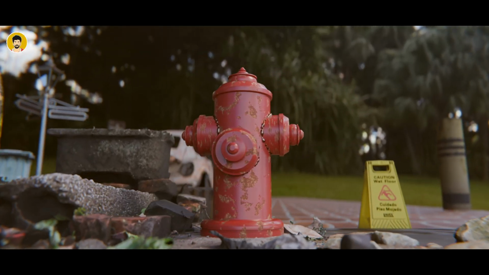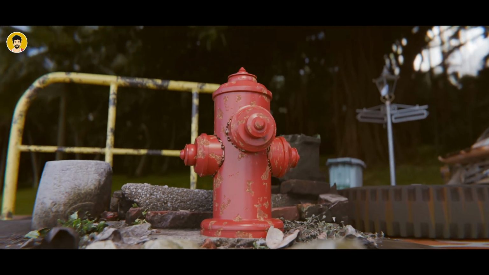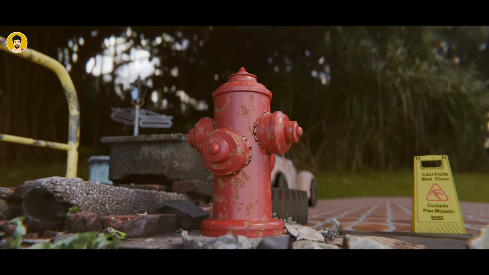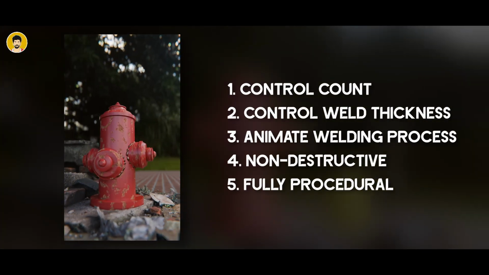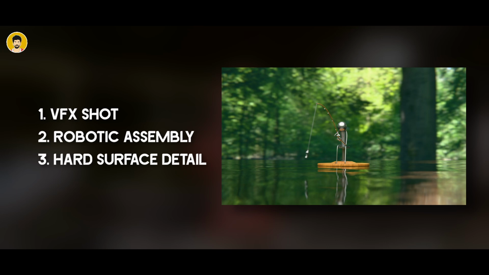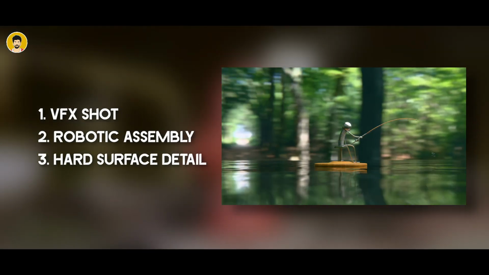In today's video, we are going to create this procedural welding effect using geometry nodes in Blender. No sculpting, no texture painting, just pure node magic. You will learn how to automatically generate weld seams between two objects, control the weld thickness and even animate the welding process, all non-destructively and fully procedural. Perfect for VFX shots, robotic assembly animation, or just adding that extra detail to your hard surface model.